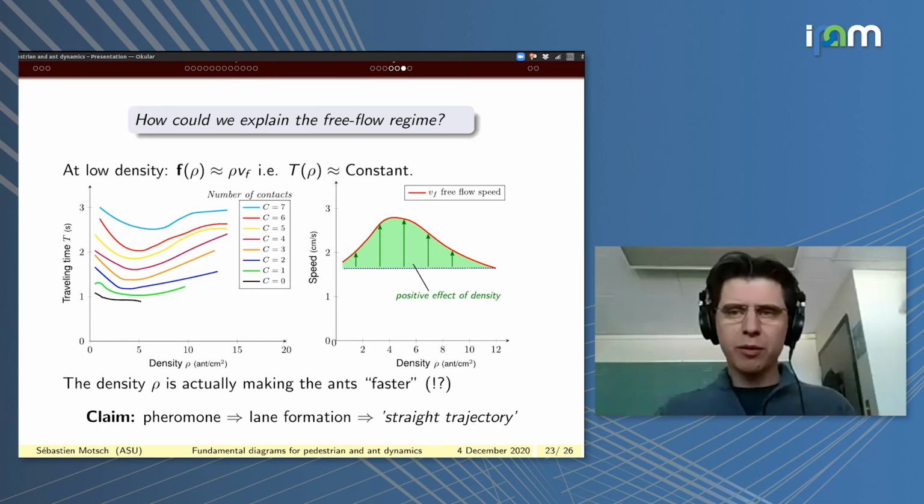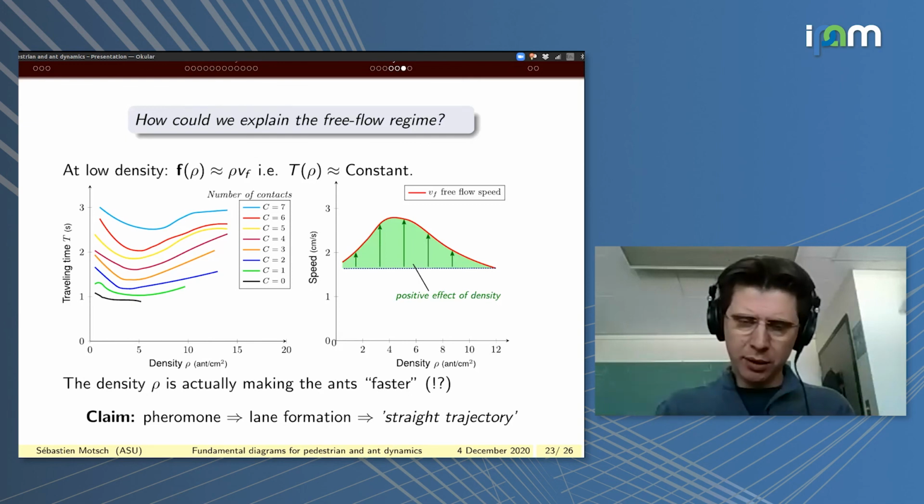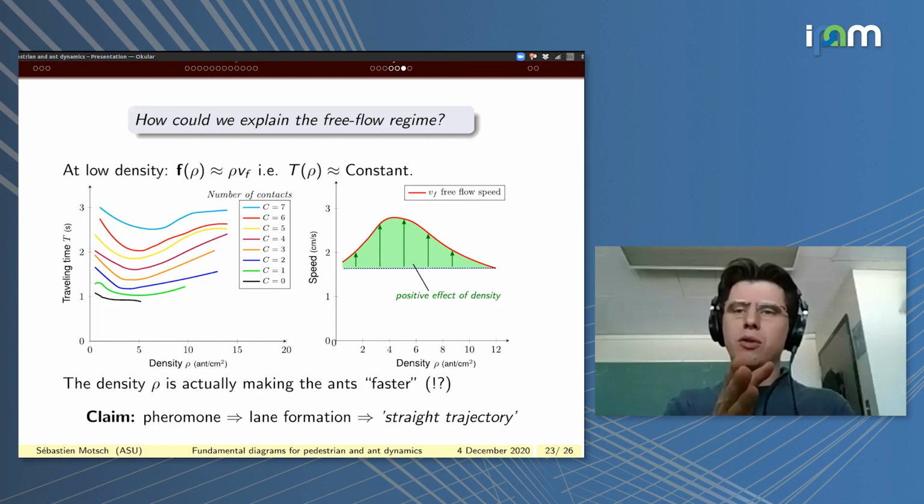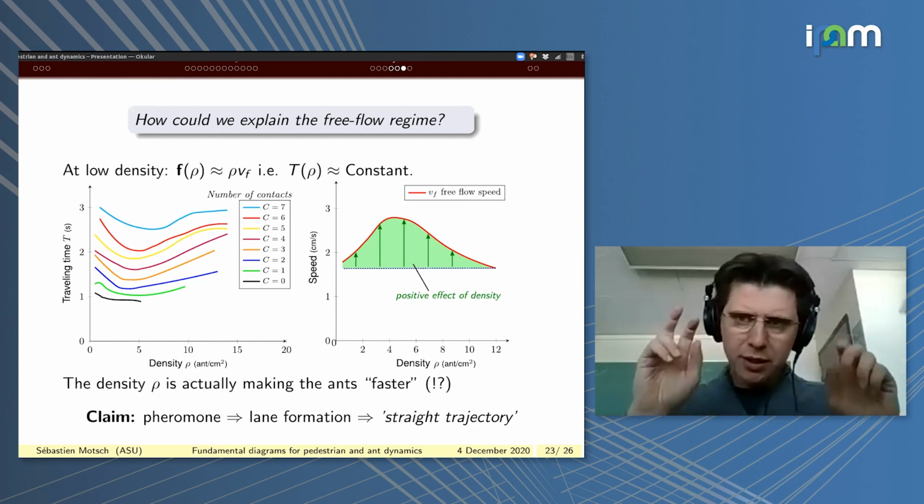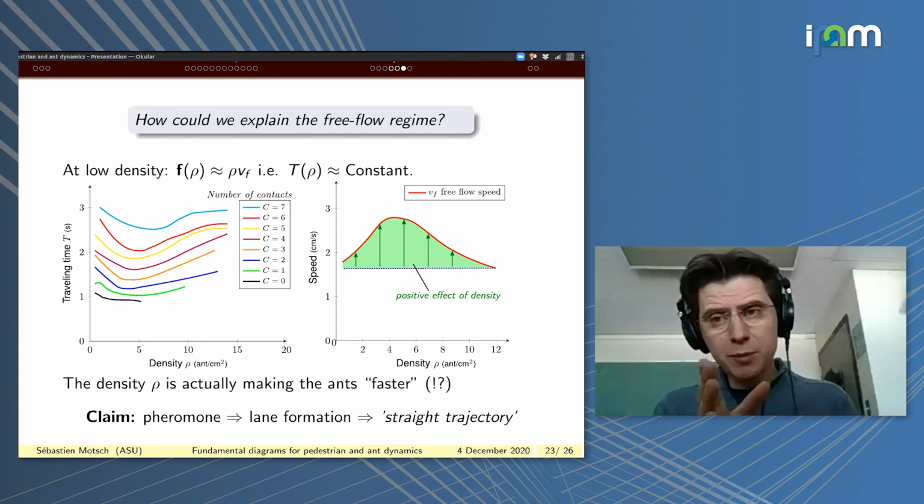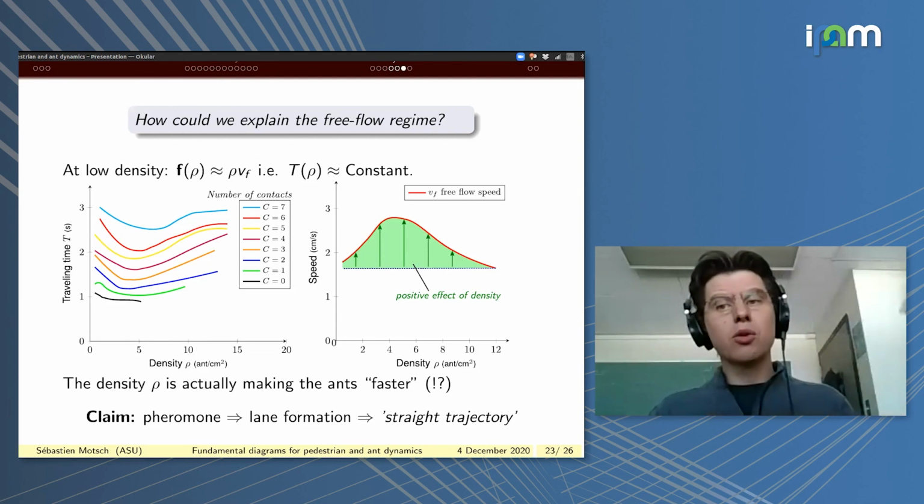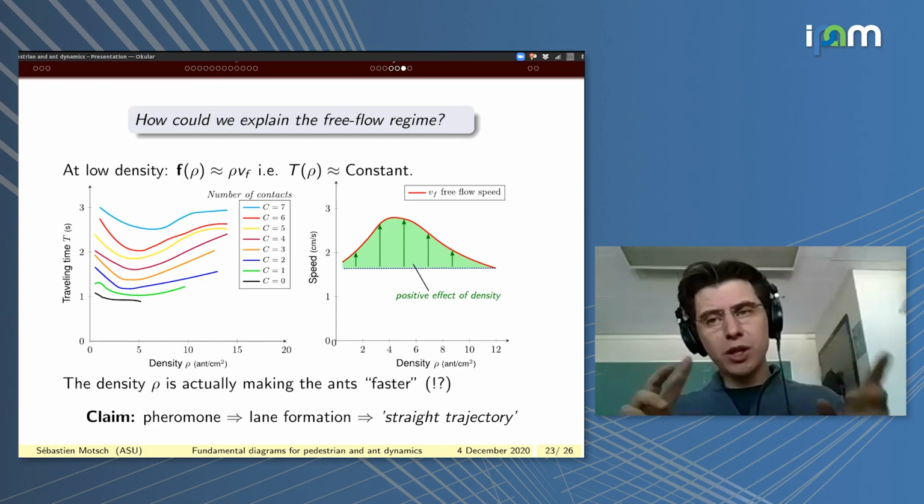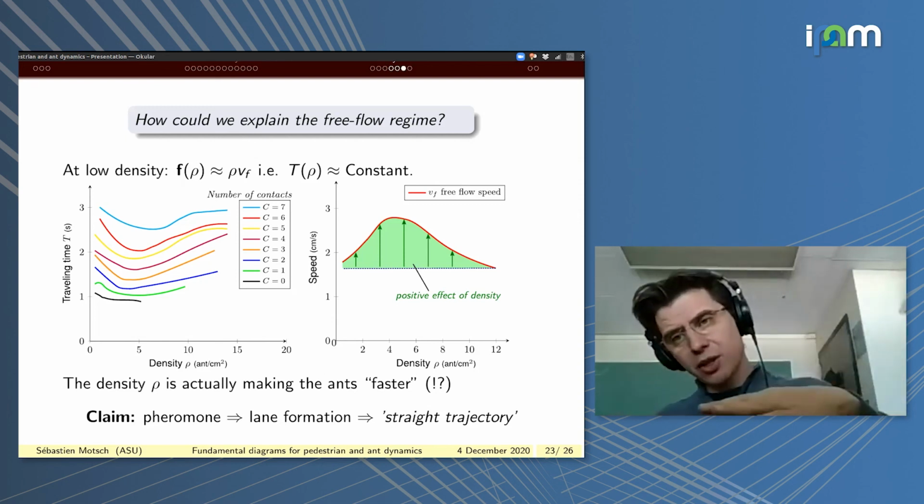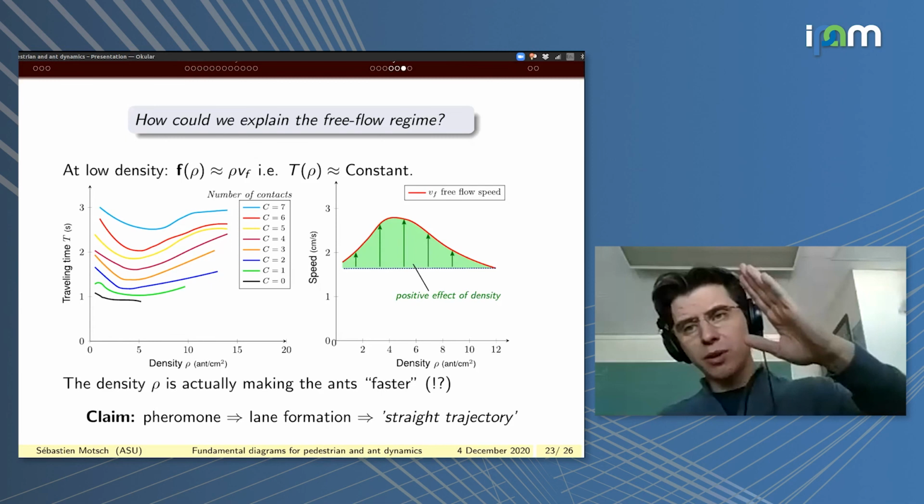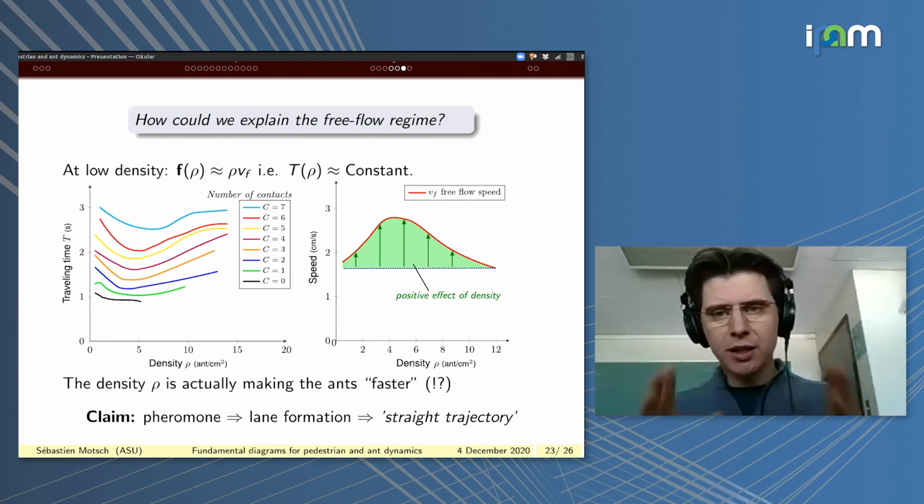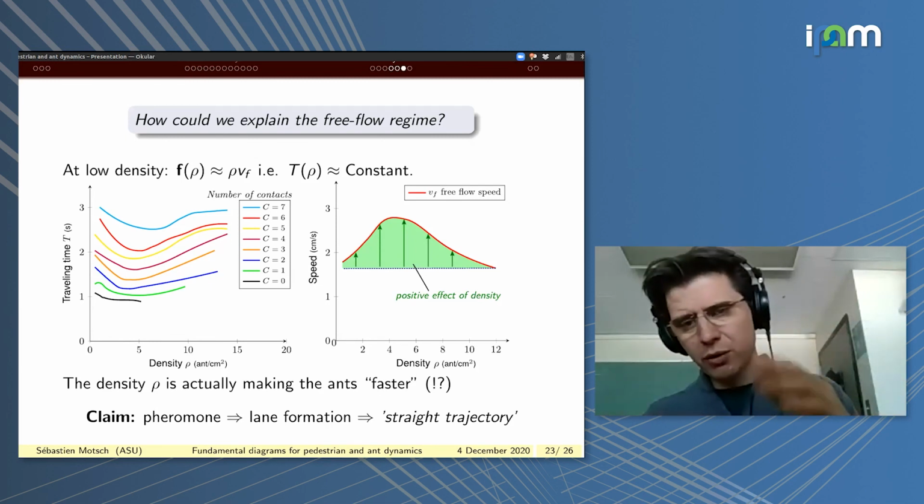When we start to have ants, those ants always leave pheromone. So it kind of directs the flow. Instead of wandering around, ants start to move more straight in some sense. And that's why the speed starts to increase. So the free flow regime is actually a combination of two effects: contacts you decrease, but also pheromone you increase. At the end, they kind of annihilate each other, and we have a free flow regime.